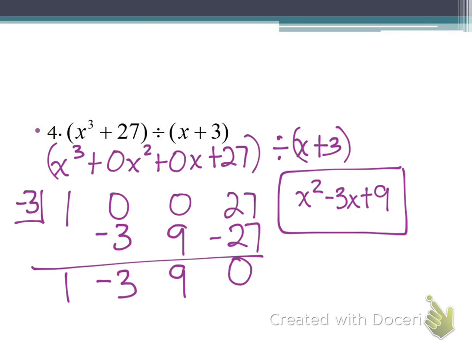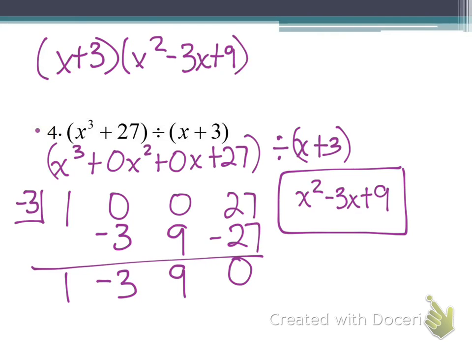So what that means is that if we were to take x plus 3 times x squared minus 3x plus 9, and we wanted to multiply those back together, it should equal our starting dividend, x cubed plus 27. Now, I'm not going to make you check those today, but if you wanted to check that problem with the remainder of 0, that's how you would do it. You'd multiply those back together.